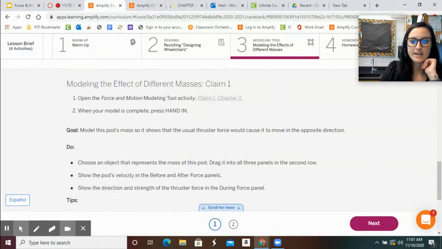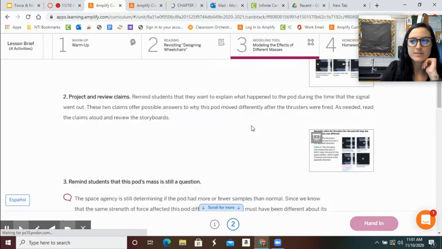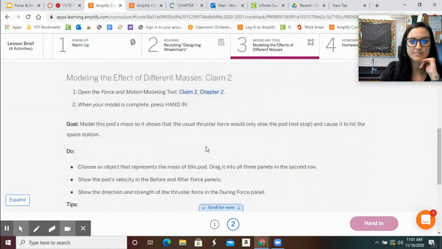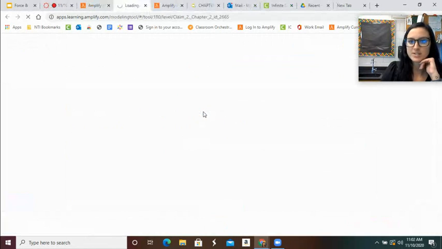And then there is the page 2 down here. And on that page 2, you are going to see that we are now modeling claim 2, and it's a different modeling tool. So you're going to want to click this hyperlink, claim 2, chapter 2, and load that up.